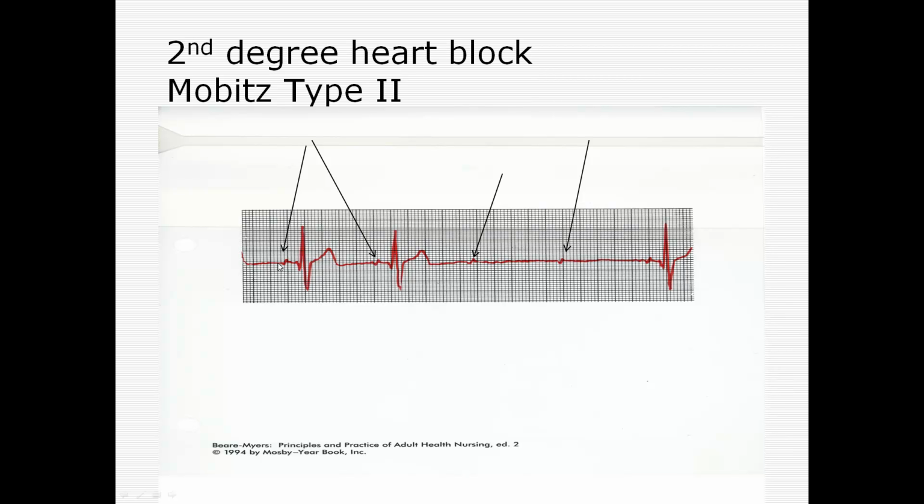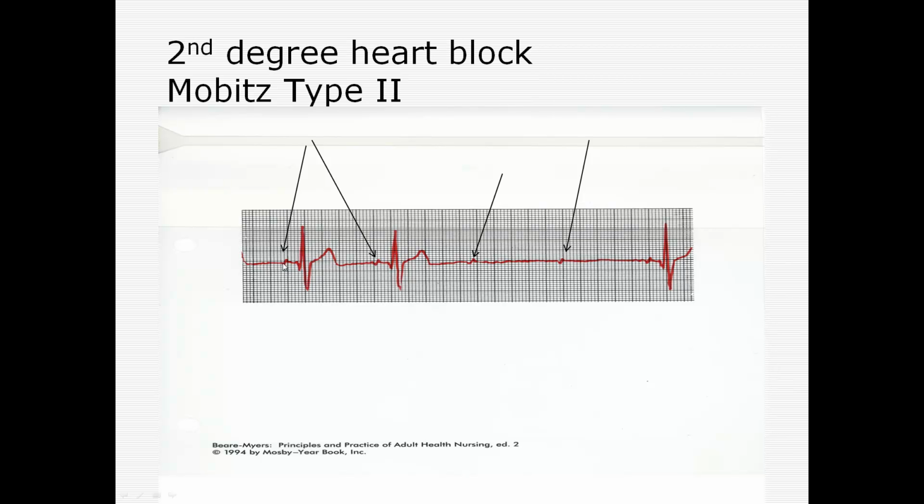So this can be dangerous. If this is a 6-second strip, that's only 30 beats a minute. Most people would feel faint, dizzy, they might pass out. So these patients, if they go into a type 2 second-degree block and drop those beats, they probably need a pacemaker because they're not going to get enough perfusion to the brain or the other vital organs.